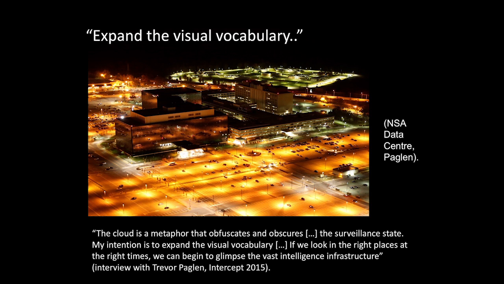So his ghostly images of the NSA and the NGA's data centers, using helicopters and using telescopic instruments of astronomy to try to bring those practices into vision. So that Cloud 1, I want to say, is much more akin to what Wilson was doing when he was trying to bring the cloud into sight. As Paglen accounts for his work, he says, my intention is to expand the visual vocabulary we use to see the US intelligence community. He says, if we look in the right places at the right times, we can begin to glimpse the vast intelligence infrastructure. So to expand the visual vocabulary and see a vast infrastructure, to bring into vision this thing which otherwise would be apparently obfuscated by the cloud.